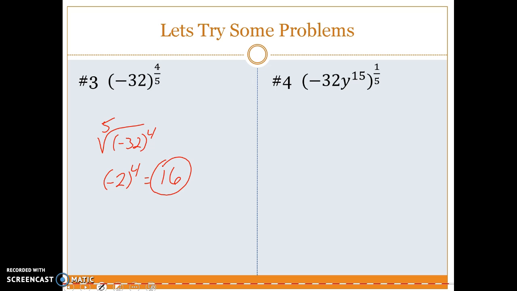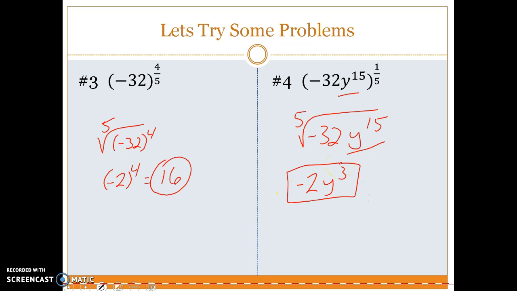Let's take a look at number 4. We're adding some things here. Here we have a variable for the first time. This is the same thing as the 5th root of negative 32 y to the 15th, and that's all to the 1st power. Well, the 5th root of negative 32 is negative 2. And then if I'm taking y to the 15th out in groups of 5, that's simply going to be y to the 3rd power. And so there we have negative 2y to the 3rd power as our final answer.